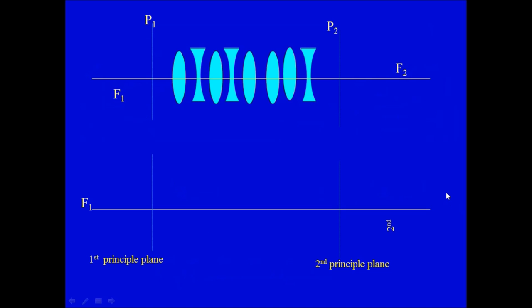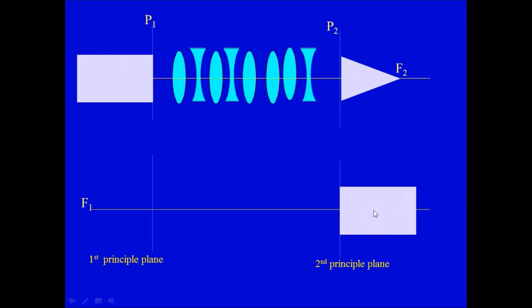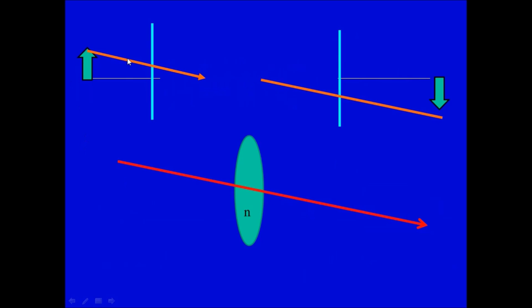So this is a multiple system, plus, minus, minus, plus, plus, whatever. Rays getting into this system will be focused in F2. Rays coming from the other side will be focused in F1. And these are the principal planes of that system. So this is a thick lens, this is the principal plane, these are the nodal points. In case of a thin lens, we have surfaces of the lens and just one nodal point.